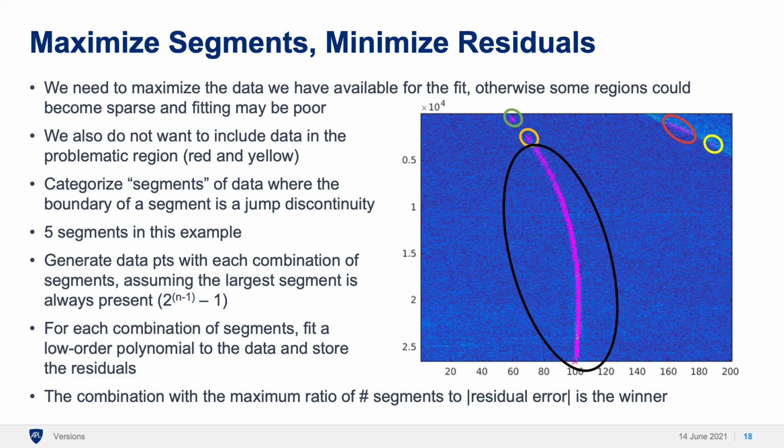Next, for each of those combinations, we fit a low-order polynomial to the data and store the residuals for that fit. We use a second-order polynomial for the direct path. The maximum ratio of the number of segments to the residual fit error across those combinations is the combination that maximizes our data available and also best approximates our signal.